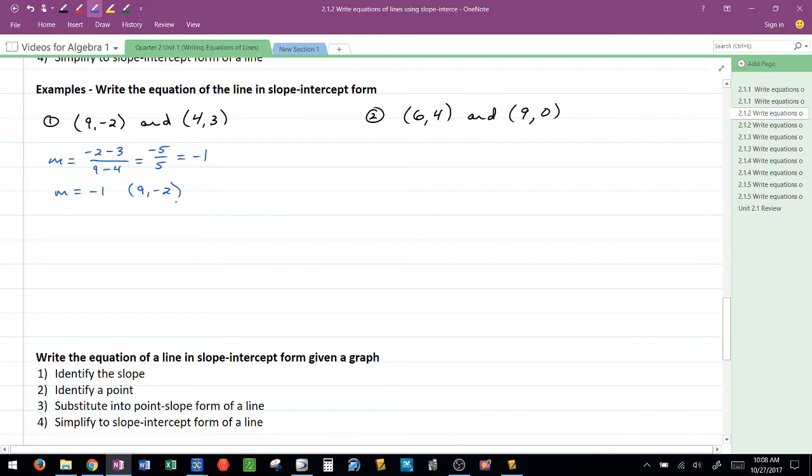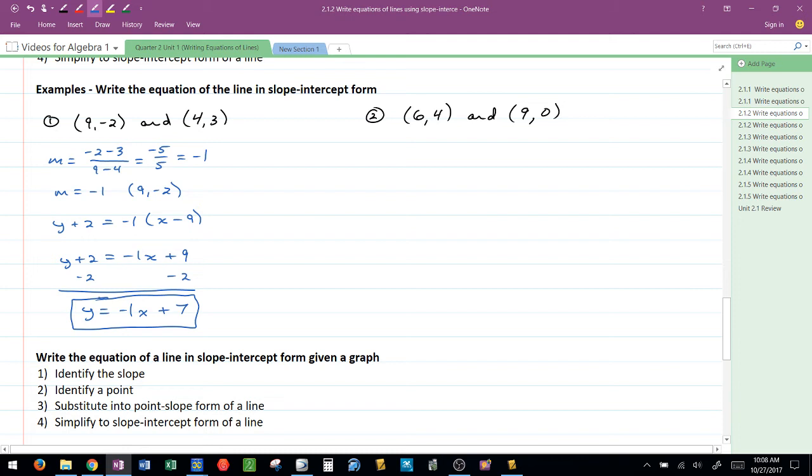Plug that into point slope. Y minus negative 2 would be y plus 2 equals the slope times x minus 9. Distribute. Y plus 2 equals negative 1x plus 9. Subtract the 2 to get y by itself. Y equals negative 1x plus 7. Again, pretty straightforward stuff here. All right? Next point, let's try this again.